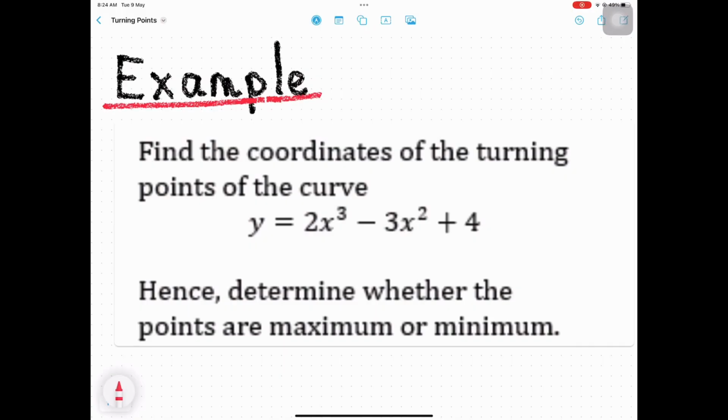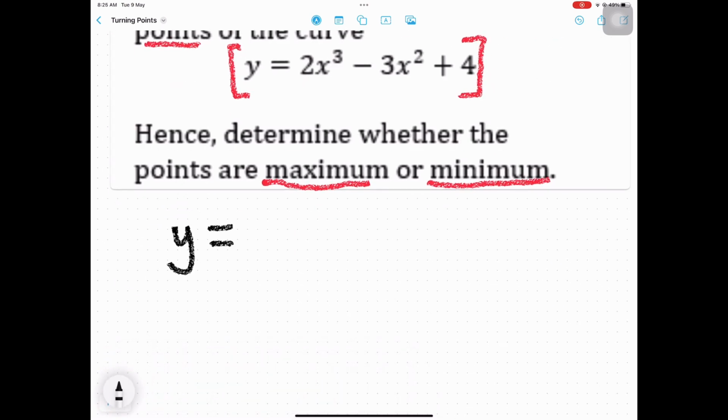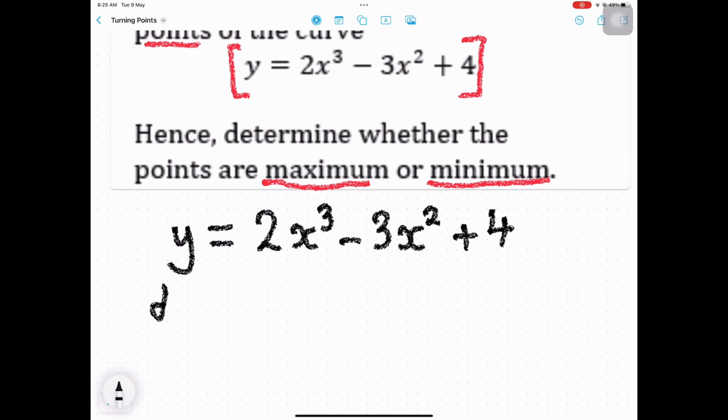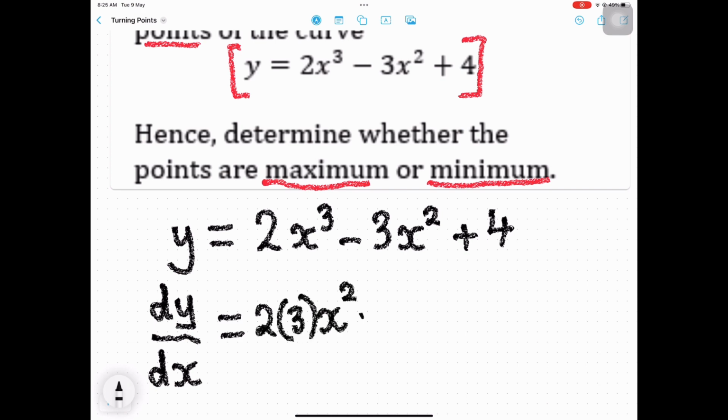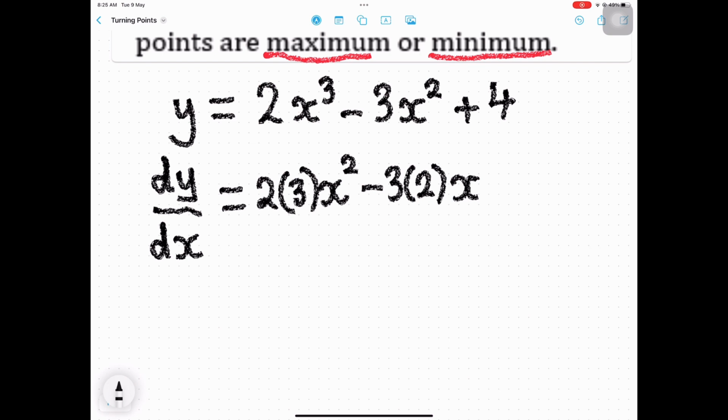Now if you look at this example, we are going to find the coordinates of the turning points of the curve. This is the equation of the curve, y equals 2x cubed minus 3x squared plus 4. Hence determine whether the points are maximum or minimum. First I'm going to rewrite the equation and find dy by dx. So dy by dx equals 2 times 3, x to the power 3 minus 1, minus 3 times 2, x. Differentiation of 4 gives you 0.